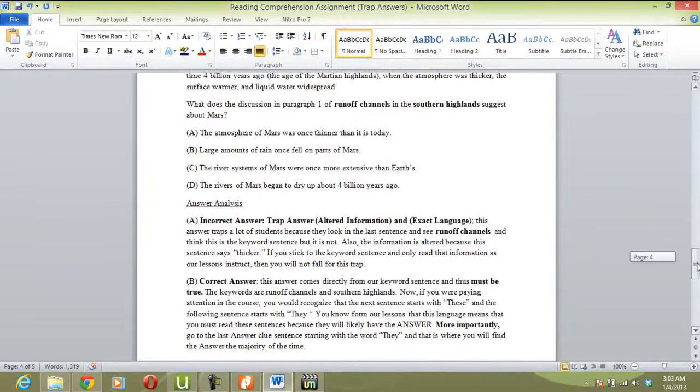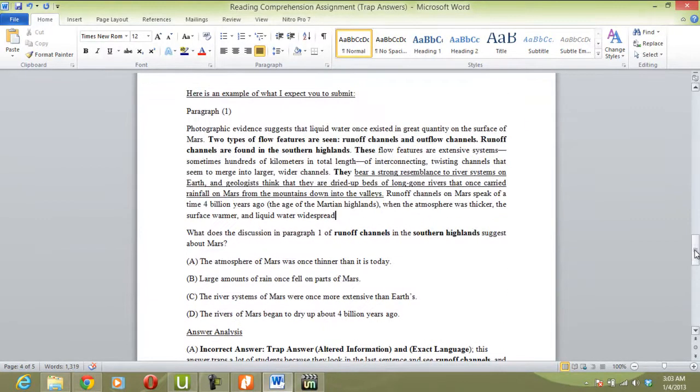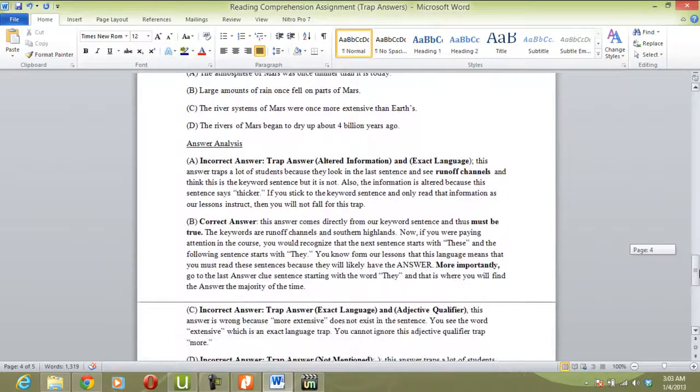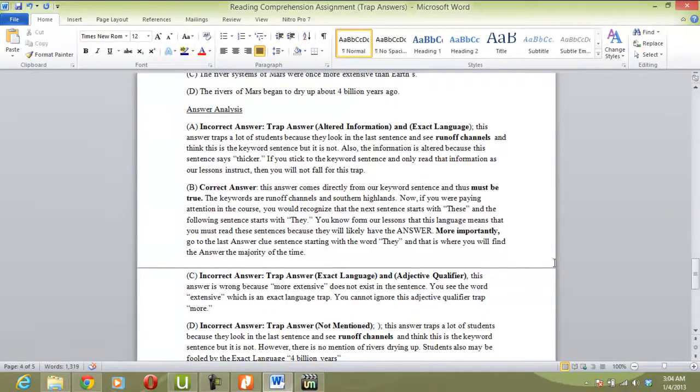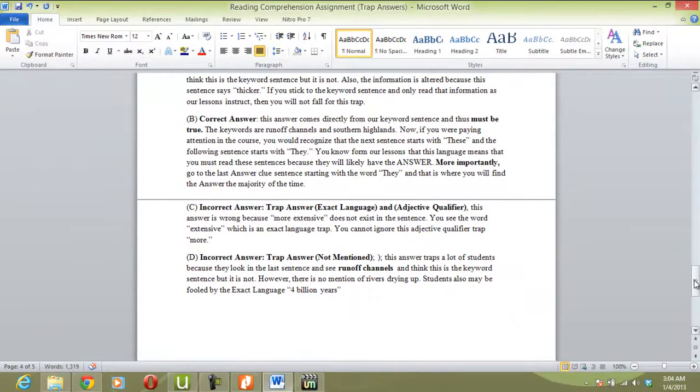Choice B is our correct answer choice because it uses the keyword language that is necessary. When you look at it, you see runoff in Southern Highlands. And like I said, you go down to the last sentence that has the reference pronoun, and we see that there is a reference to rainfall. So that would have to be our matching answer. Choice C is incorrect because it used the trap answer of exact language and an adjective qualifier. There's no mention of more extensive. And choice D is incorrect because this information is not mentioned.